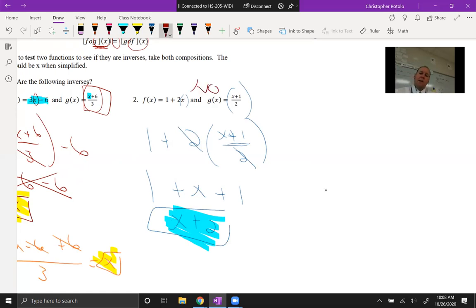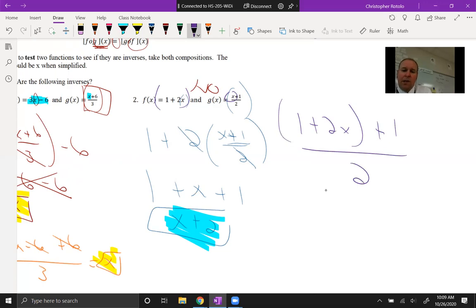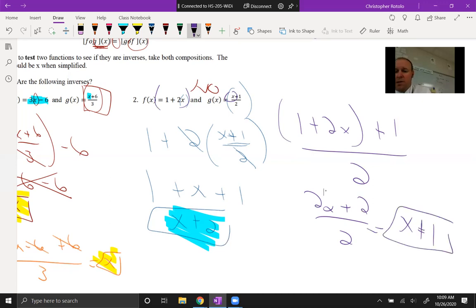Now here's the upside: I don't have to test the other half of it. So don't be too upset that it just didn't work out. But if it did, remember, I would have to go back and plug this whole thing in for that x. So 1 plus 2x plus 1 all over 2. And we notice again, I'm going to get 2x plus 2 over 2, and we can reduce the whole thing, so I get x plus 1. Okay, so notice even the composition doesn't give me the same thing. But if you would have worked the other side of it first, oh my goodness, you would have been okay as well.